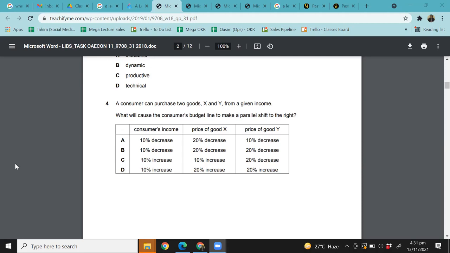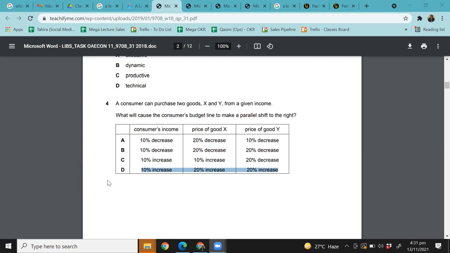Read again. The problem with C is, think about this, first of all, a parallel shift to the right should be an increase. If there is a 10% increase in consumers' income, but prices are increasing by more than 10%, then overall there will be a leftward shift in the budget line. Overall, guys, there will be a leftward shift in the budget line.